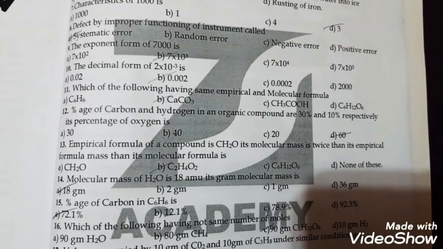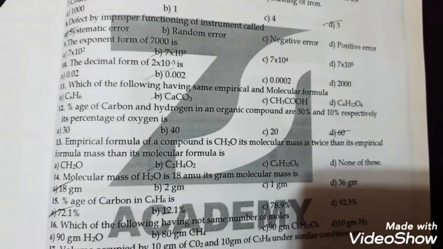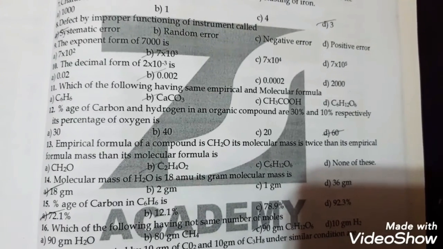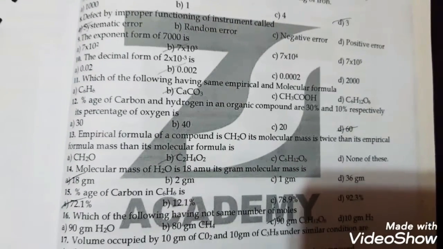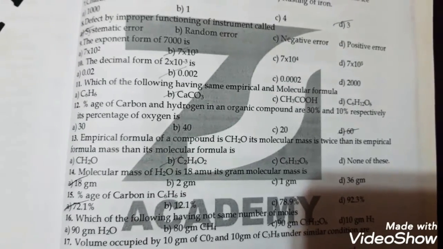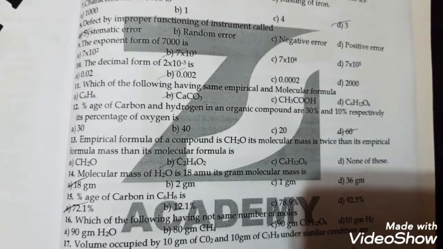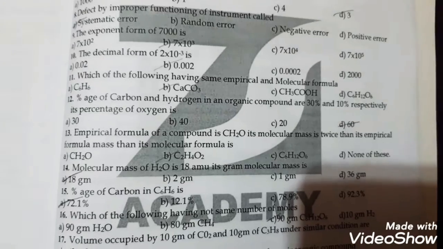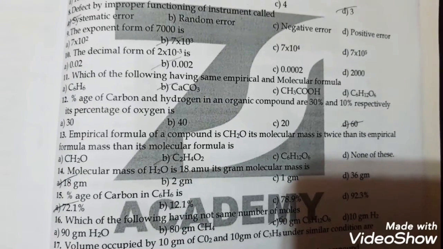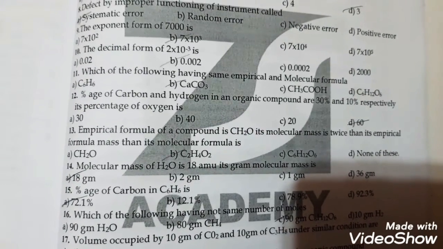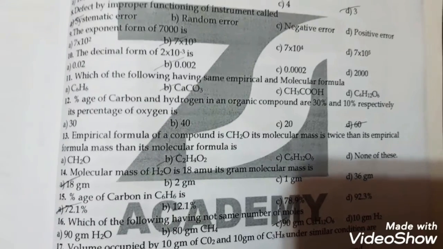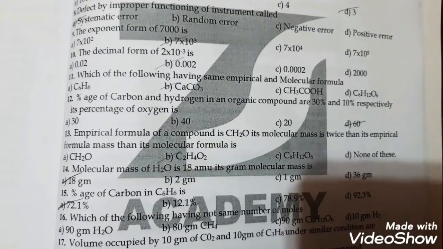The empirical formula of a compound is CH2O. Its molecular mass is twice that of its empirical formula. Then its molecular formula is, as we know that it's 2, so we are going to multiply the formula by 2, and here we have C2H4O2, the right answer among these options.